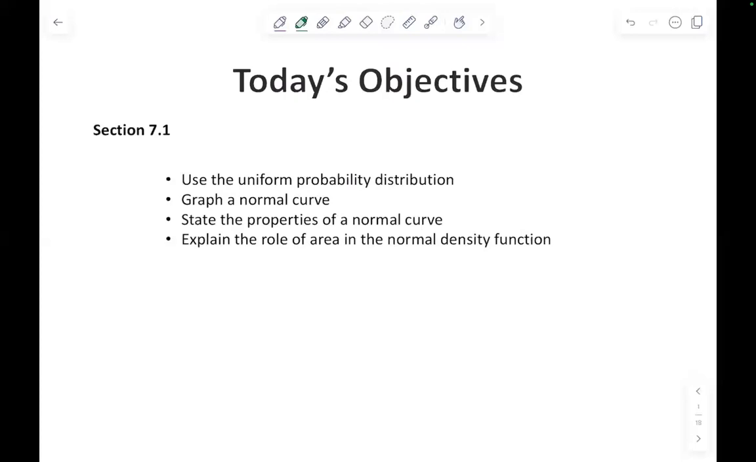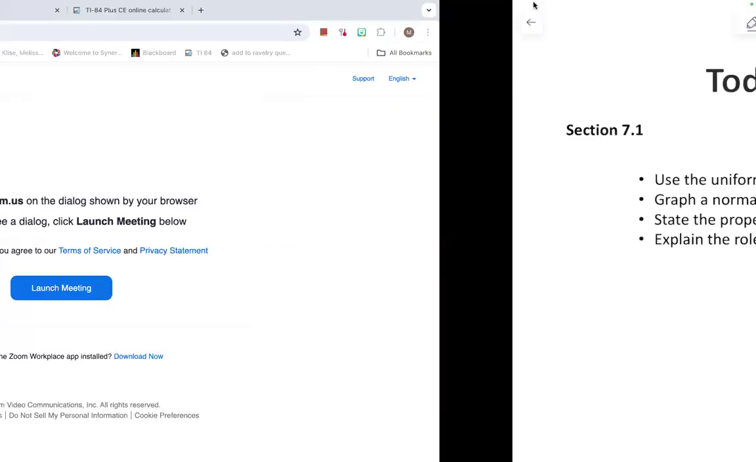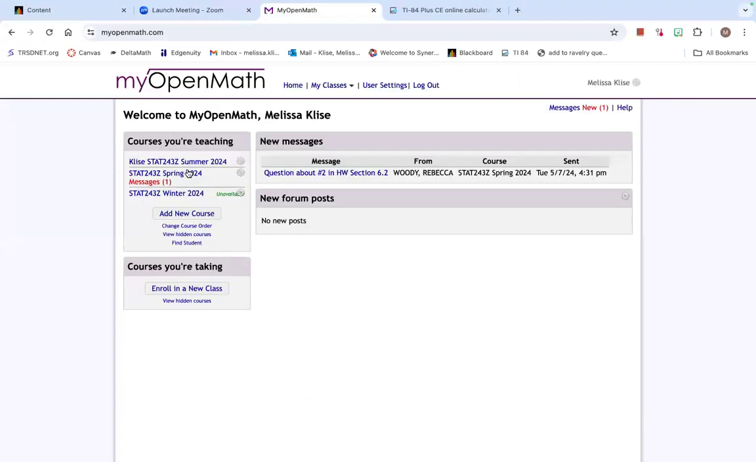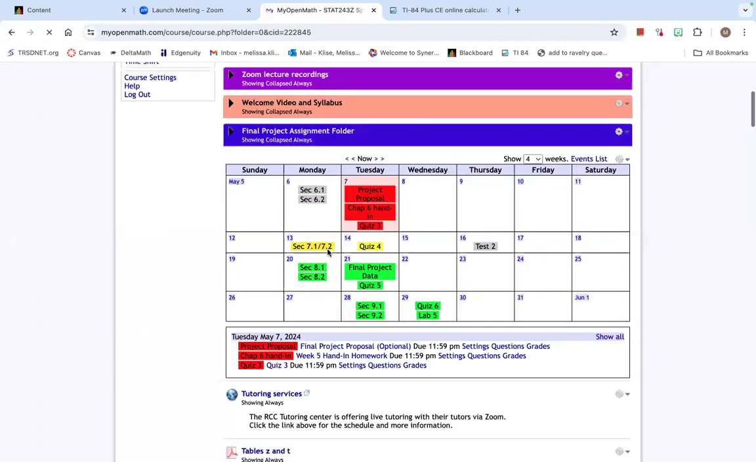So this is really a definition heavy section. 7.2 is where all the math is. I think 7.1 and 7.2 are in the same homework assignment. I'm going to look real quick. Yeah, 7.1 and 7.2 are the same homework assignment.